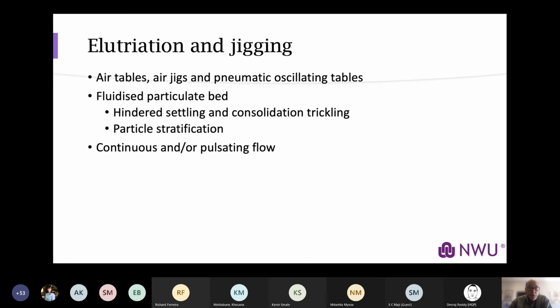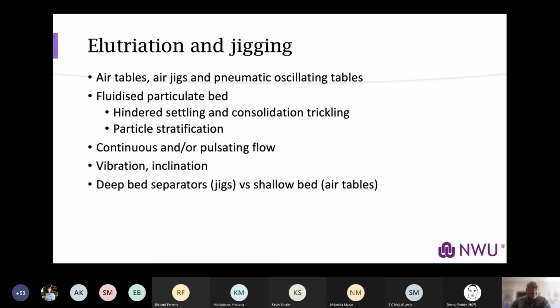It can be a continuous or a pulsating flow. If it's pulsating flow, obviously it's a jig. And it can have some vibration added to it or inclination to it. These are all different technologies. And when we look at the paper that's coming out, all of this will be well described there.